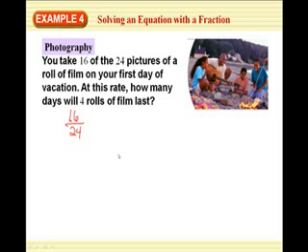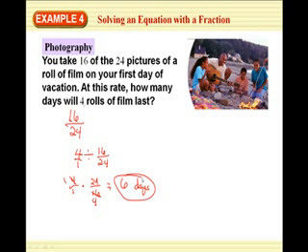So 16 of the 24 pictures of a roll of film on your first day. So you have 4 rolls of film. Okay? You're going to use 16/24ths on the first day. So how many 16/24ths are in 4? So it's 4 divided by 16/24ths. So 4 over 1. First fraction stays the same. Flip it over. 4 times 24/16, and 4 goes into 24 6 times. So your film can last for 6 days.